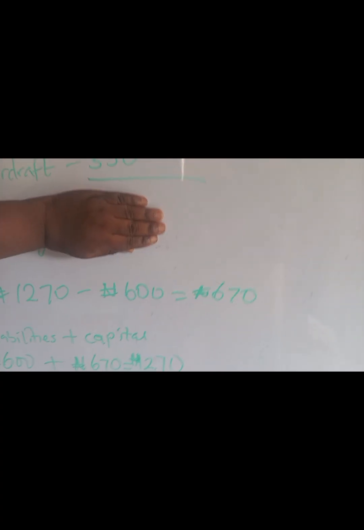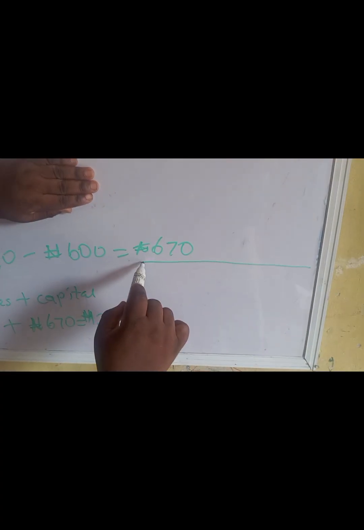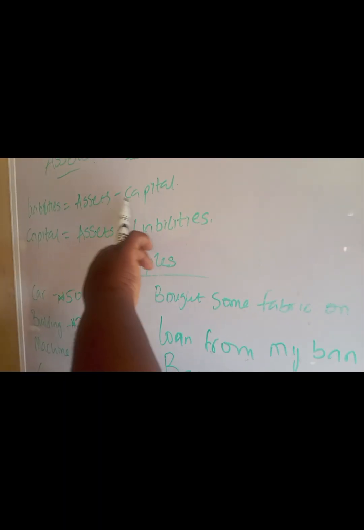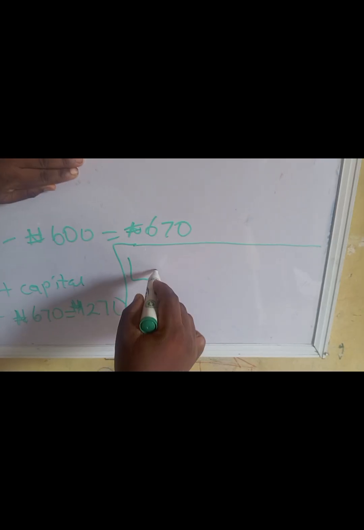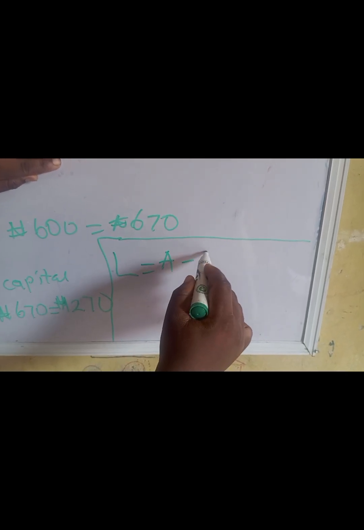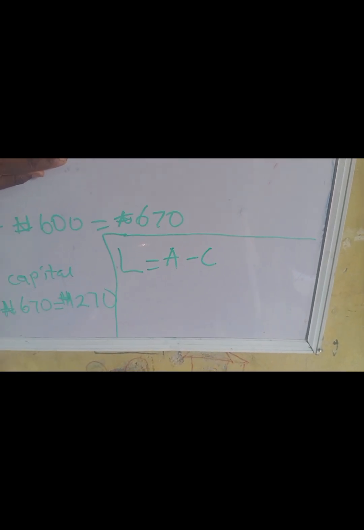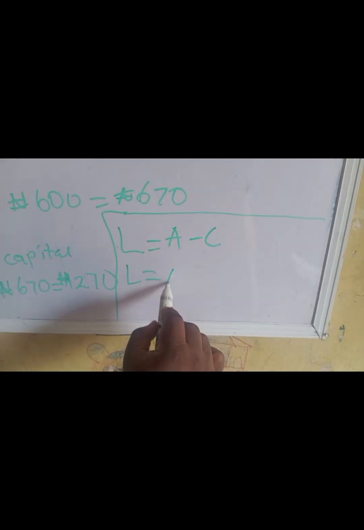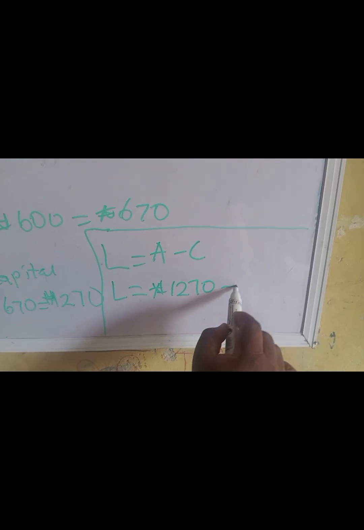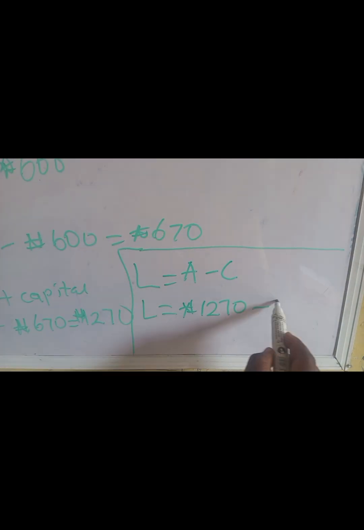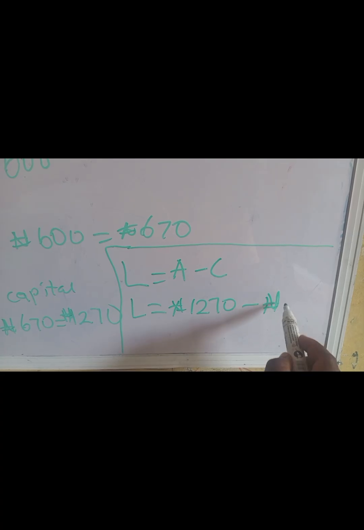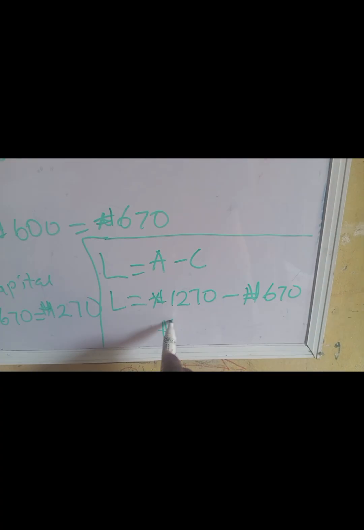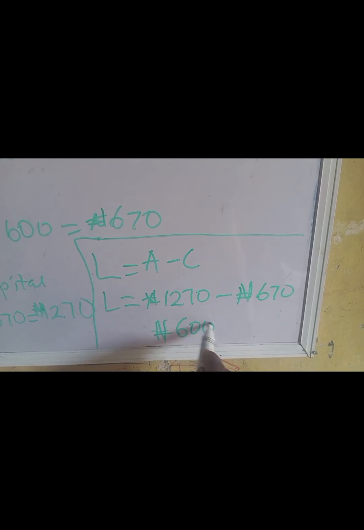Let's say I don't know what my liability is. The formula for liability says asset minus capital. So let's call our liability L, our asset A, and our capital C. Our L is what? We don't know. L equals our asset, 1,270, minus our capital, granted our capital 670. The balance is 600.